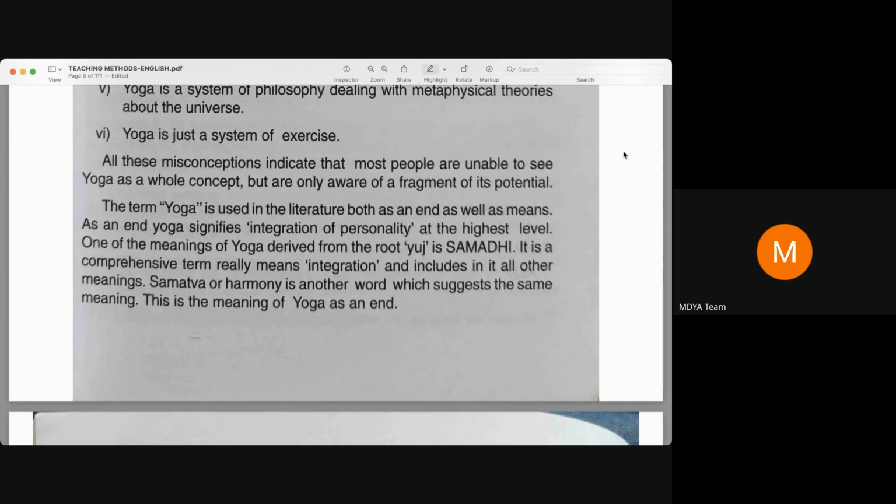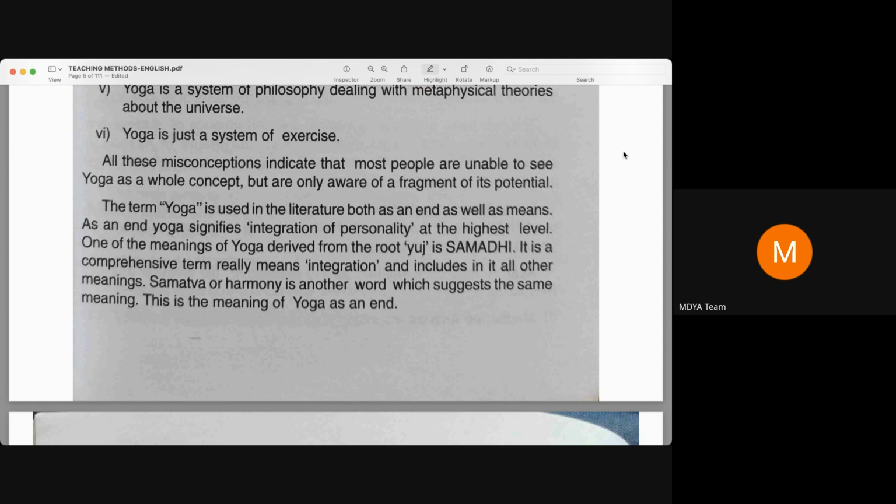The term yoga is used in the literature both as an end as well as a means. End means the ultimate aim of yoga practice. That is the end, because after that there is nothing. The aim is ultimate. That is the samadhi, as we call it. And as a means, it is how to go through it, what are the practices that lead to that ultimate end. That is how you can understand the term.